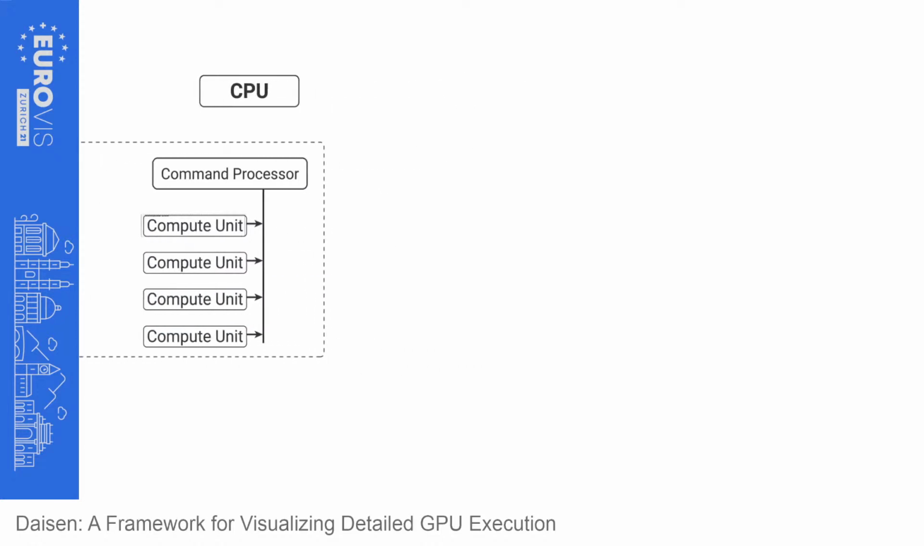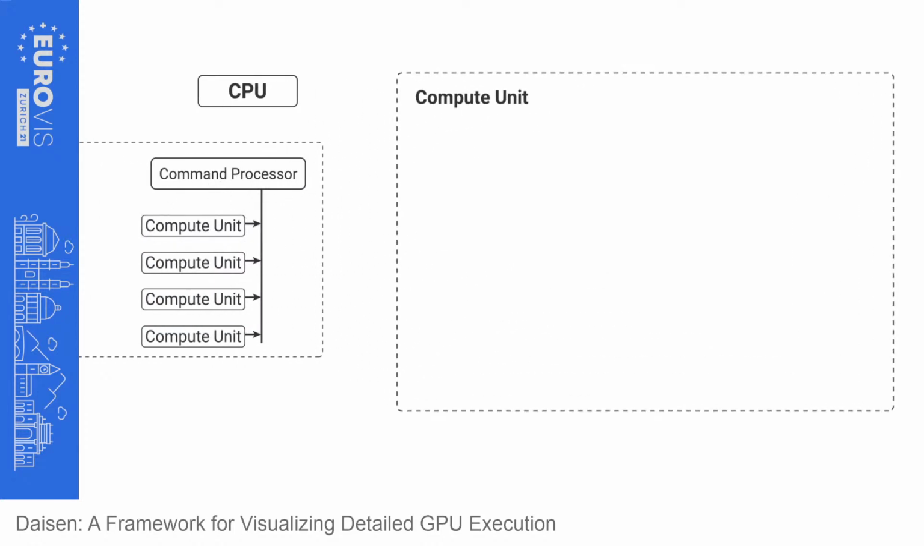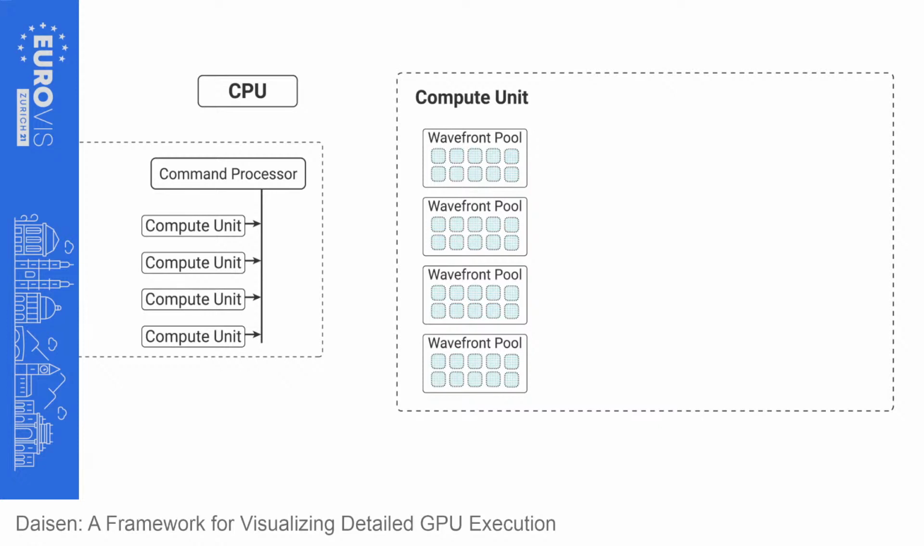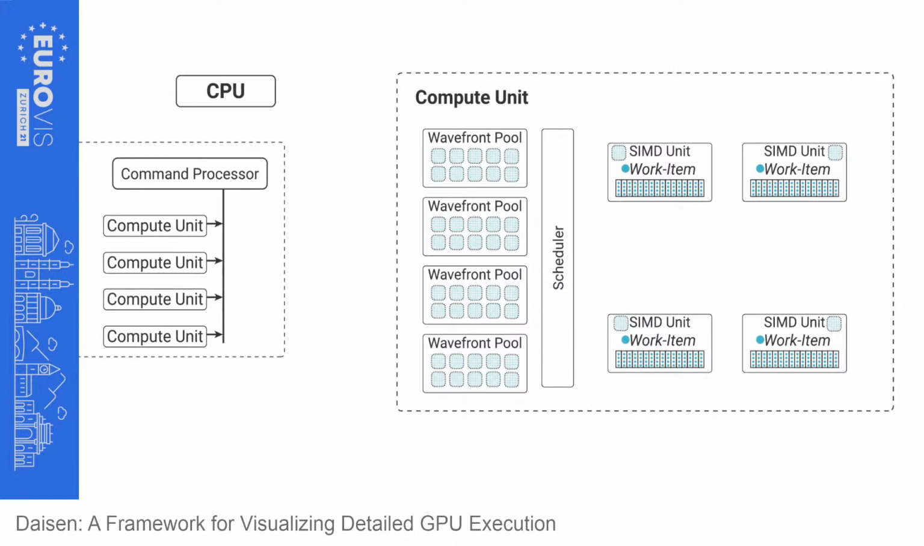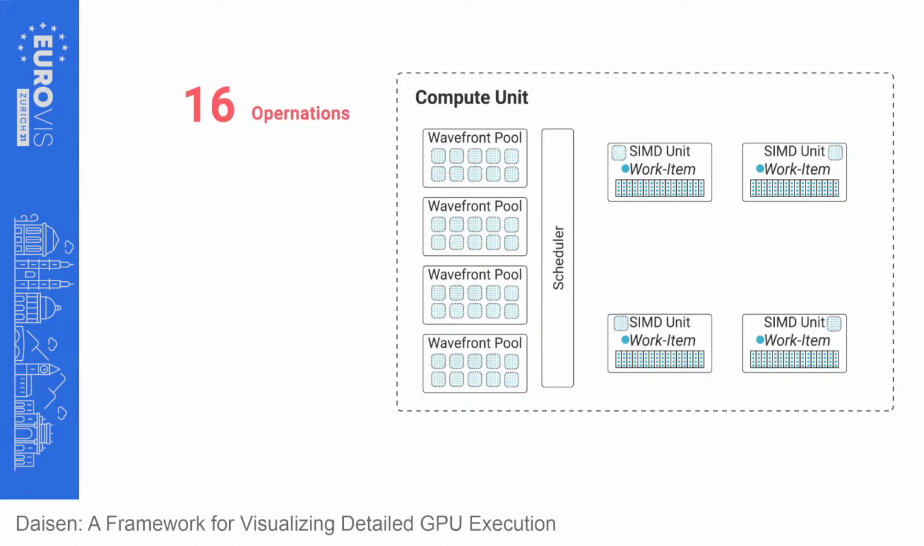A compute unit is like a core of a CPU. It is where the calculation happens. A compute unit contains several wavefront pools that can hold dispatched wavefronts. A scheduler in the compute unit can send the wavefronts to the SIMD unit to execute. The SIMD unit contains the calculation circuit and can calculate 16 operations in a fraction of a nanosecond.